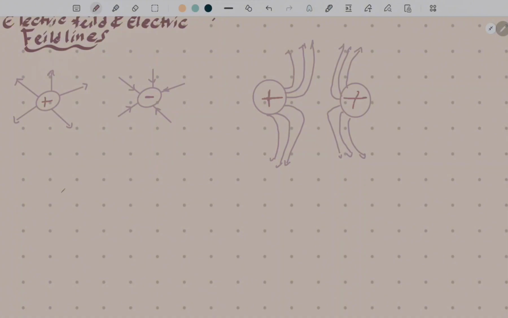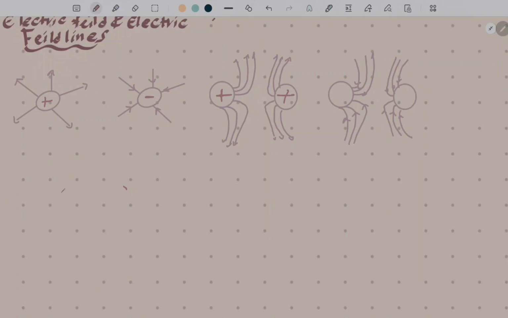Positive charges always repel each other. Take a look at this and guess what kind of charges they are. If you said negative, then you're correct. Negative charges always repel each other.